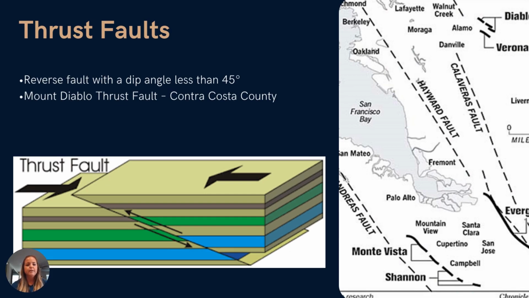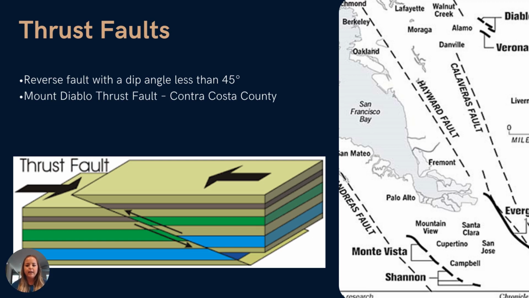Within reverse faults, we have a couple of more specific situations in which we call them something a little bit different. So with reverse faults, if the dip angle, so we talked about dip already in the Crustal Deformation lecture, the dip angle of the fault, if it's less than 45 degrees, we call it a thrust fault, where material is really just being thrust over other rocks. And so if you see a fault called like the Mount Diablo thrust fault, they're talking about a reverse fault with a dip angle less than 45 degrees. If it's more than 45 degrees, we just call it a regular reverse fault.